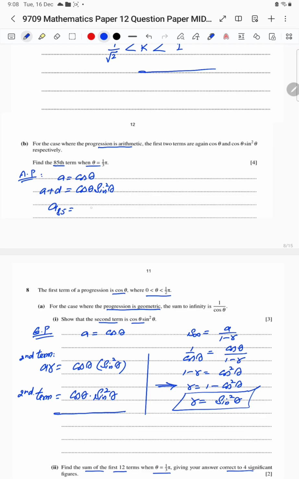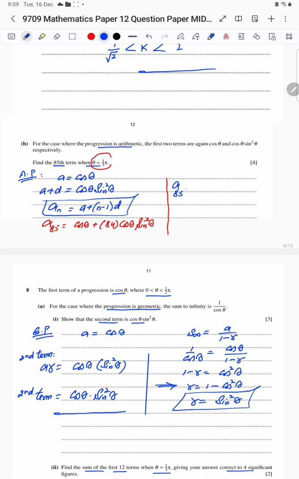A85 will be, let me write the formula. An is equal to A plus n minus 1 times D. I will use this rule to find the 85th term. A is cos theta, 85 minus 1 is 84, and D is cos theta times sine square theta. Now replace theta with pi by 3 and calculate it with a calculator to get the answer, but you must mention what you are doing.